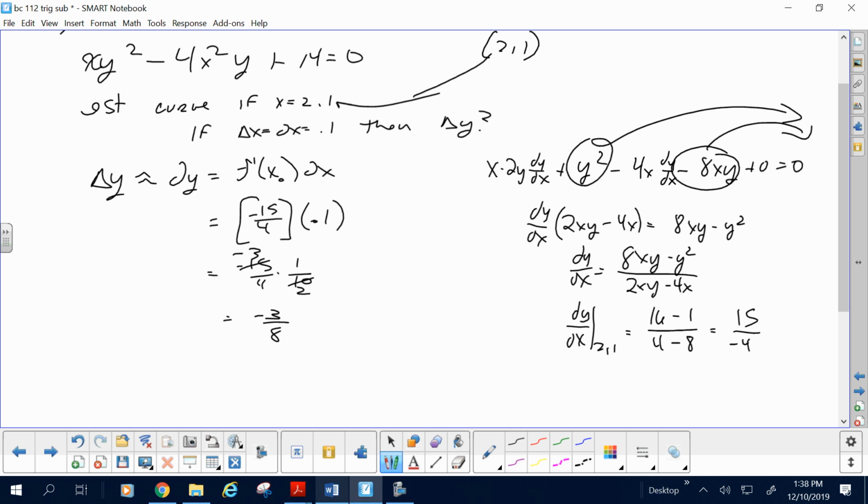And so the last thing that you don't want to screw up is to answer wrong, right? That's the change, the estimated change in y. So if the old y is 1, then the new y is approximately the old y plus the change we estimated. So 1 minus 3/8. Y would change to 5/8 or 0.625.